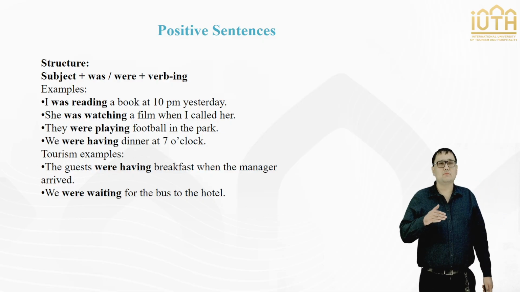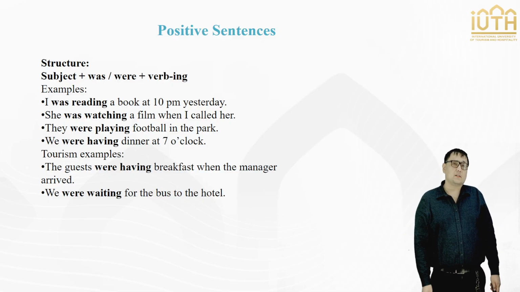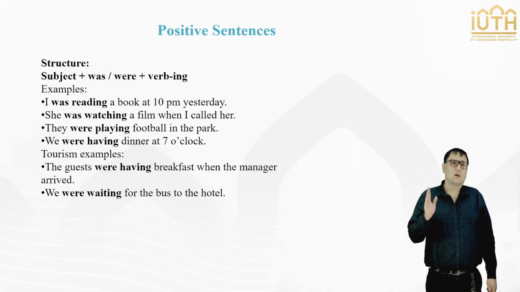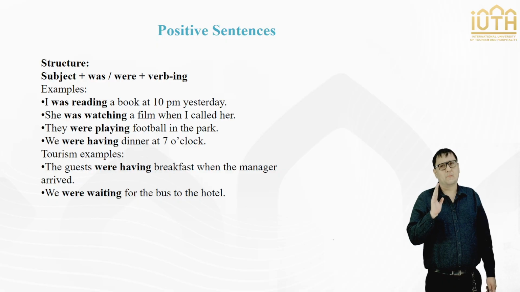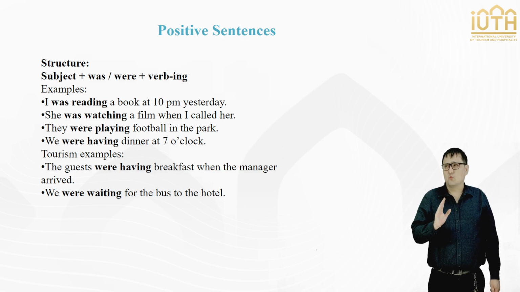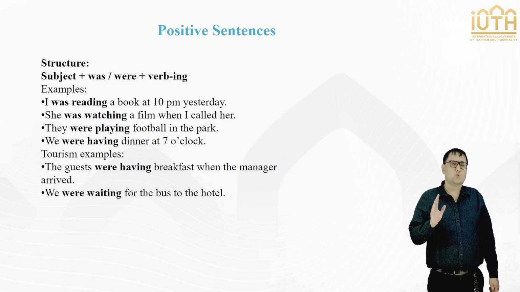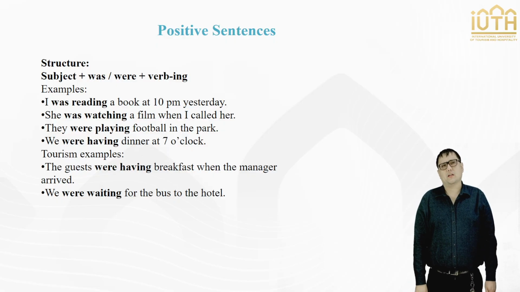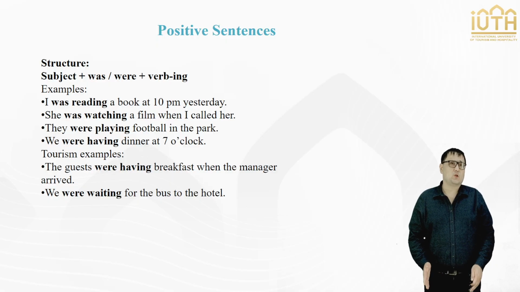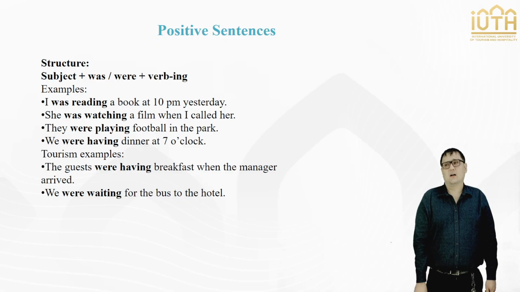So, how do we make the positive sentence form of past continuous tense? We need subject, we need the to be verb in the past, it means was and were, we need verb with ing. I was working at 9 o'clock yesterday. We were discussing that when he interrupted us.